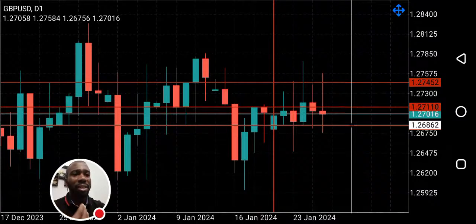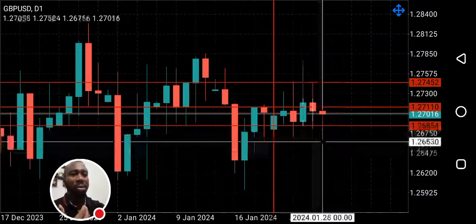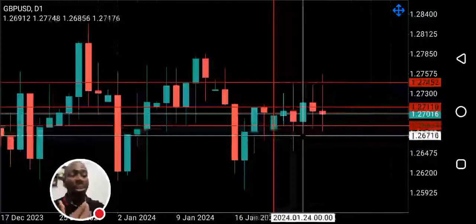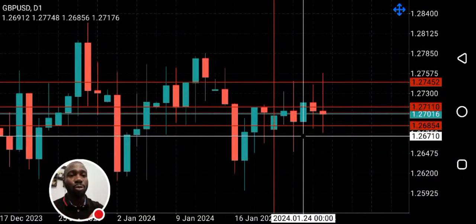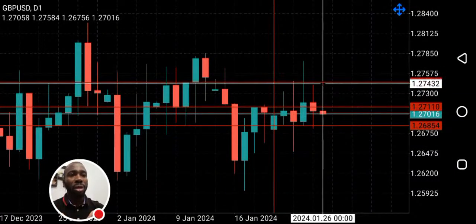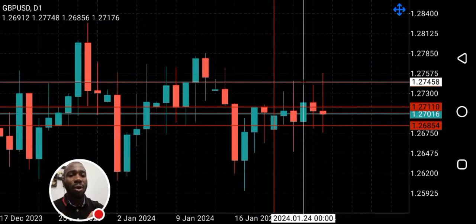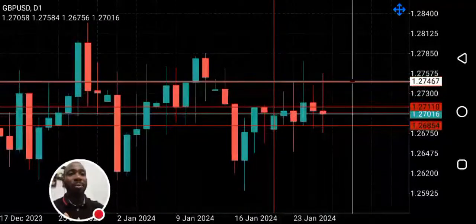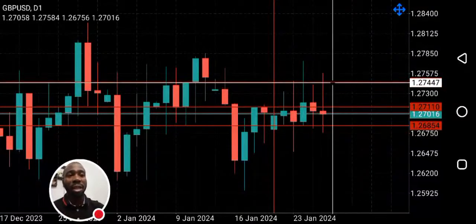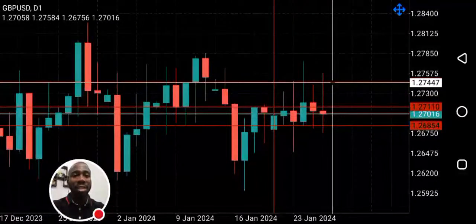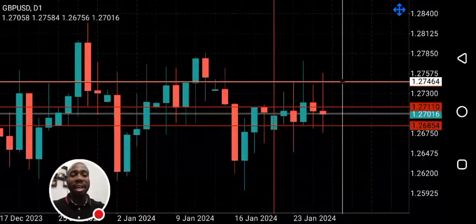So if I decide to sell GBP USD below this support, my stop loss will be where? My stop loss will be at this level or a few pips above that level, because at this level I am considering buying above this level. So my sell bias becomes invalidated if this high is cleared. So that is where I will set my stop loss.